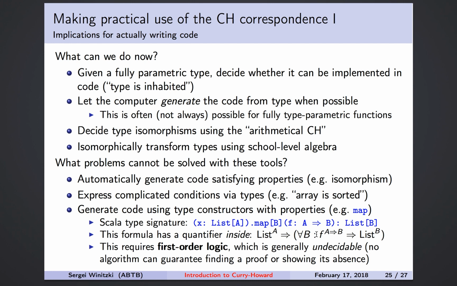This is a more powerful logic, which is called first order logic. In other words, this is a logic where you have quantifiers anywhere in the formula, including inside the formula. Unfortunately, this logic is undecidable, so there is no algorithm that we can use either to find a proof and therefore code for the type, or to show that there is no proof, no code. So we're kind of stuck in all these directions.